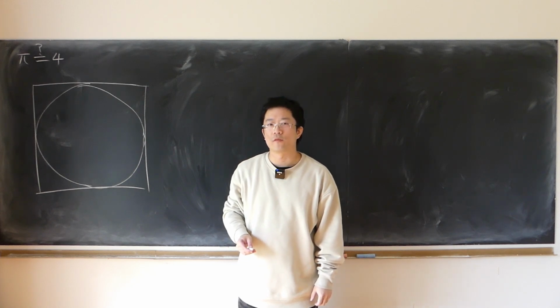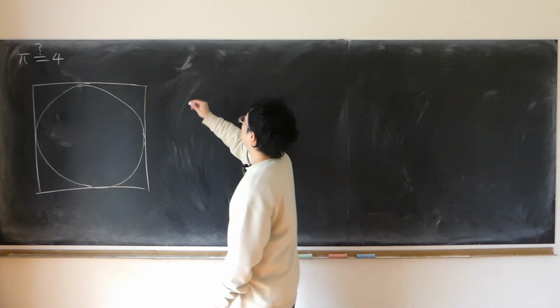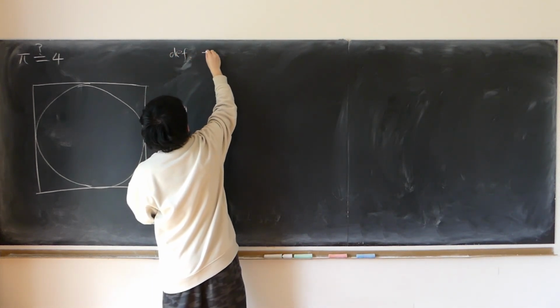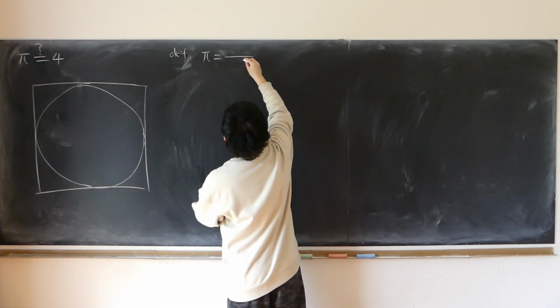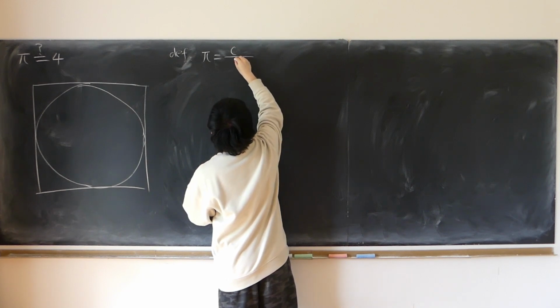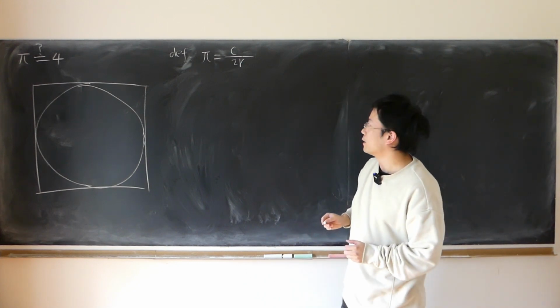Pi turns out to be 4. Now, if we define pi as the ratio of the circumference of the circle over the diameter, which is twice the radius.